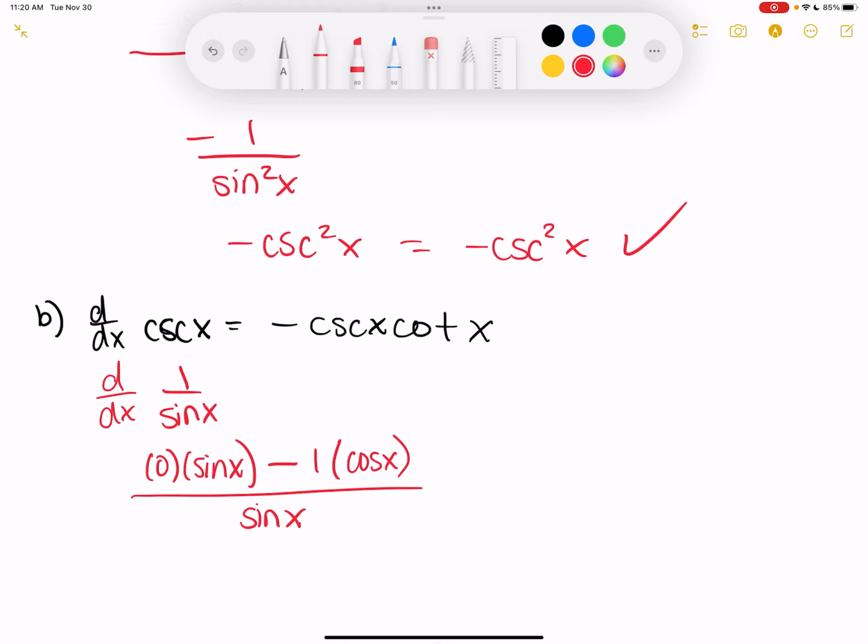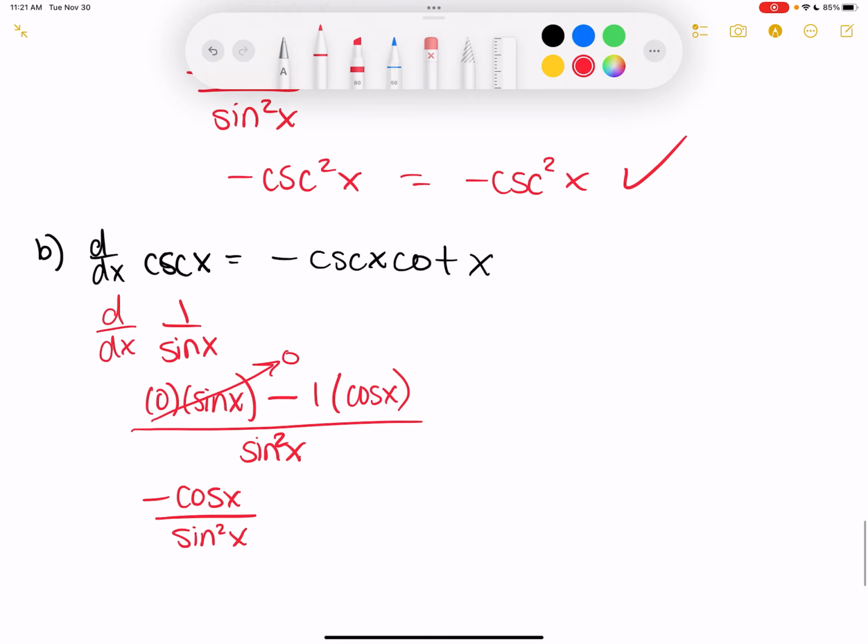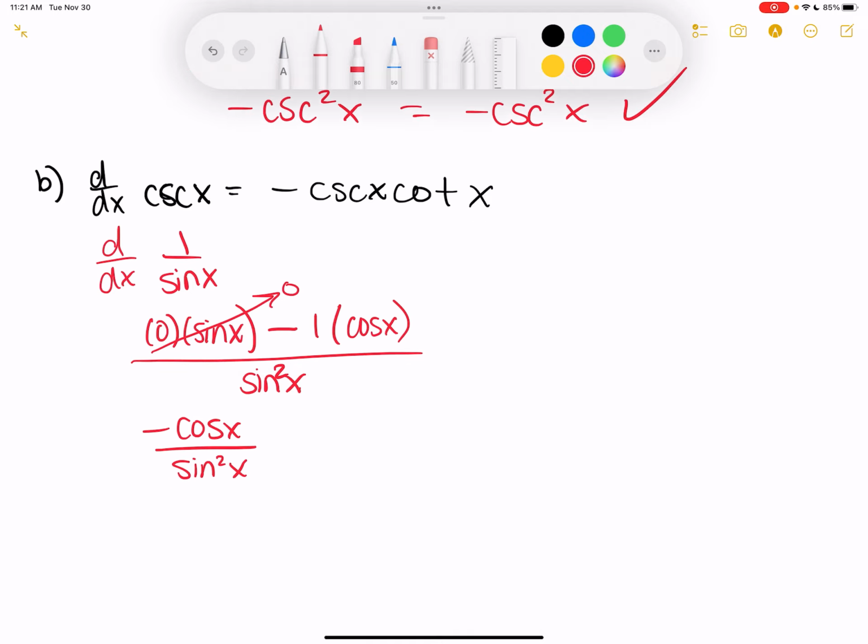So then, obviously, that stuff is going away. So I'm just left with, oh, and sorry, this is squared. Negative cosine of x over sine squared of x. But that's still not quite what I need. But what I can do is split this to be negative 1 over the sine of x times cosine of x over sine of x.